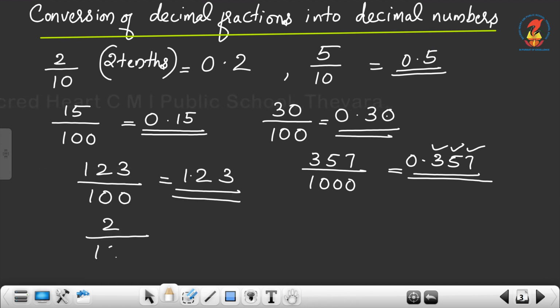Next, 2 by 100. How many zeros are in the denominator? 2 zeros. So you have to look at the numerator and move how many digits to the right? 2 digits to the right, and after that you have to put the decimal point. So you moved 1 digit, then we want to move 1 more digit, but there are no digits. So what can we do? We can put a 0. Okay. So 0, then put the decimal point. So 0.02.